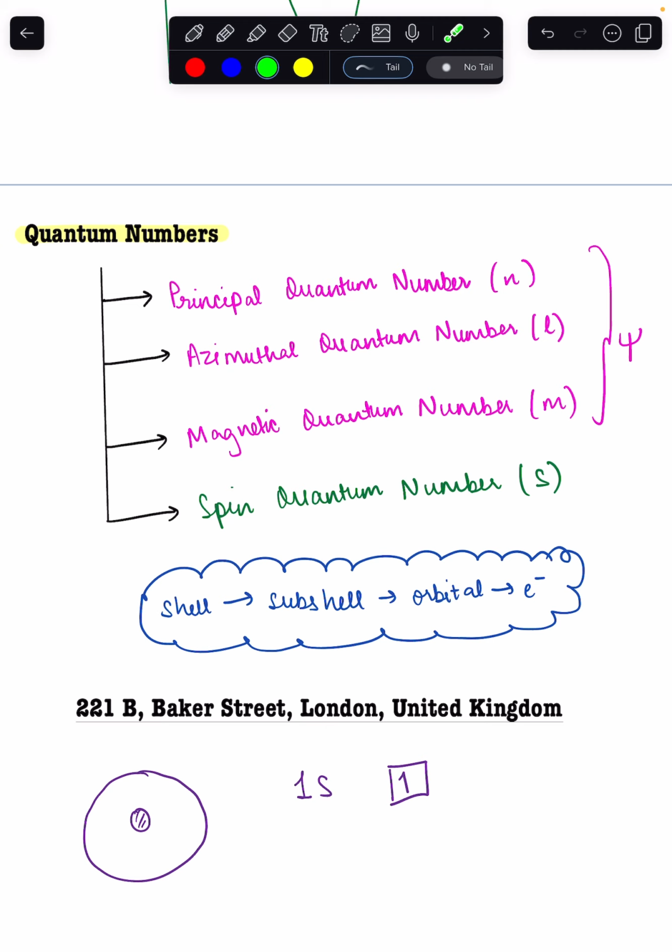Now I can narrow it down further and say that you will find it in the S subshell. Like the first orbit, you will find it in the S subshell, or Baker Street, right?